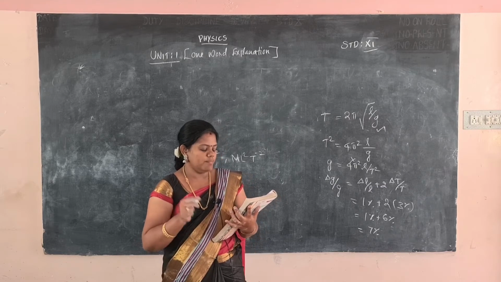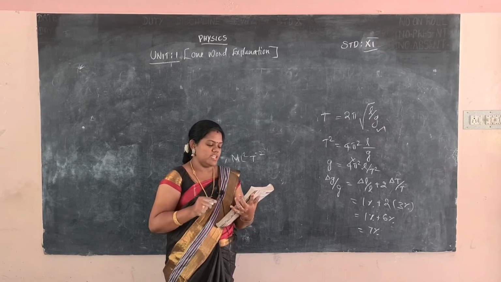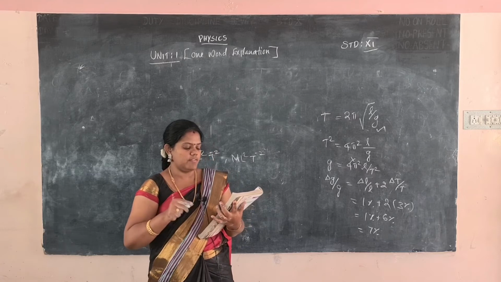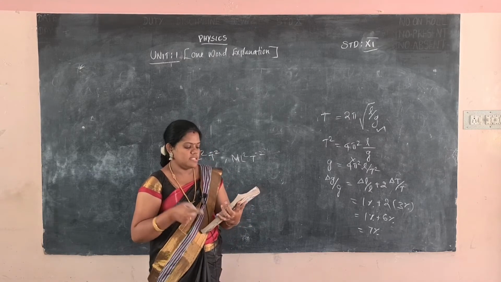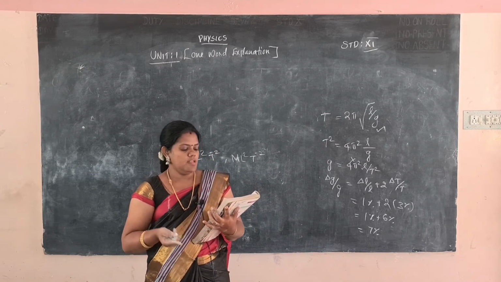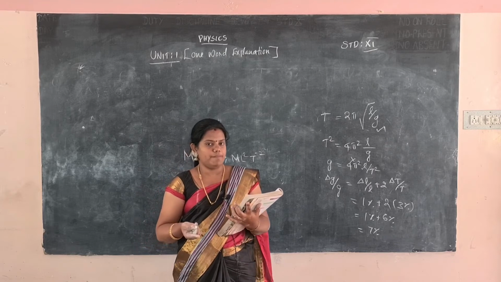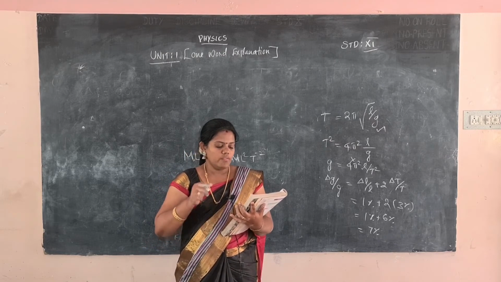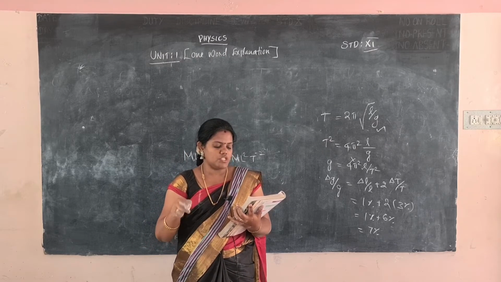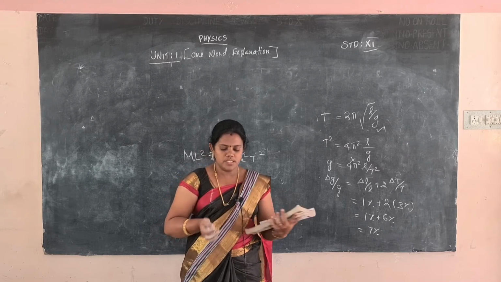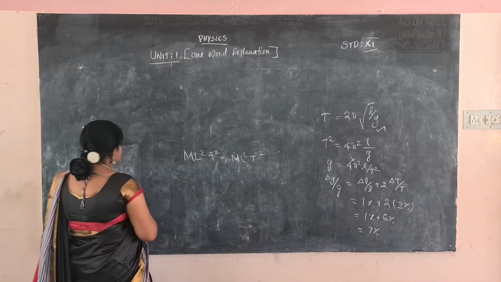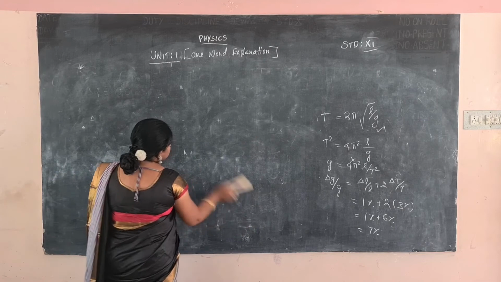And the 9th one: the velocity of a particle v at the instant t is given by v is equal to a t plus b t square. Clear? So v is equal to a t plus b t square. The dimensions of b is? Question is v is equal to.